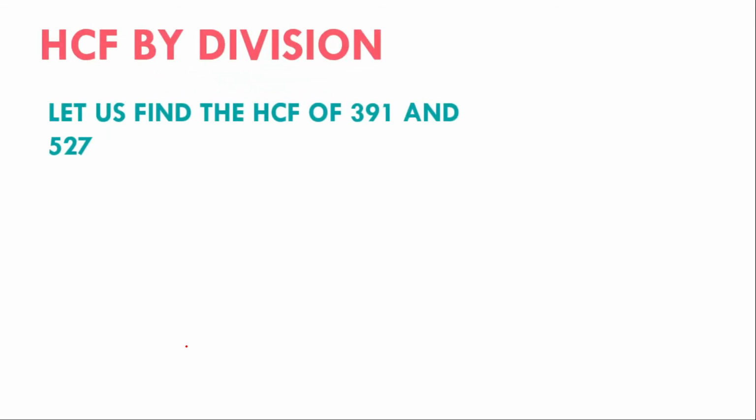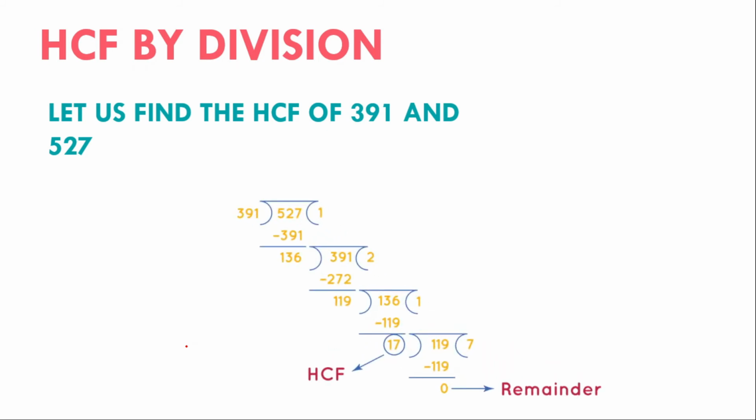Now let us find HCF by division method. Division method is a little bit complicated, but I will teach you easily. So for an example, let's find the HCF of 391 and 527. So it's just easy like doing division. As we do division, we have to write the line, and we have to take the divisor as the smaller number.